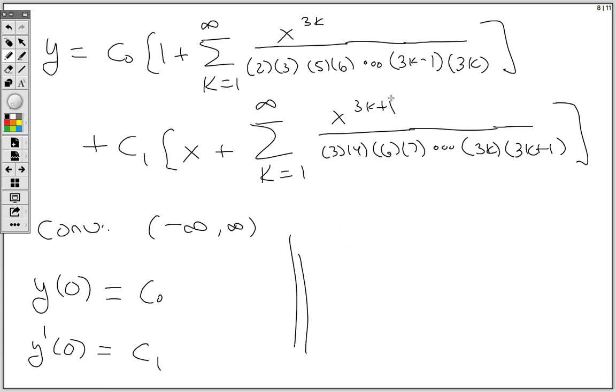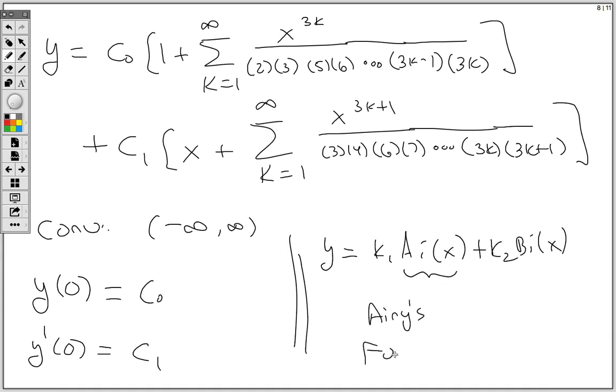There are, and you'll see this in all these systems, the important ones, right? There are actually, I'm going to call it k1 Ai of x plus k2 Bi of x. There is a certain combination. This is an Airy function. And this is sometimes called a Bairy function. You can look them up. They're basically scalar constants of these series that are more typical. But what I'd like to do is look at the graphs of these.